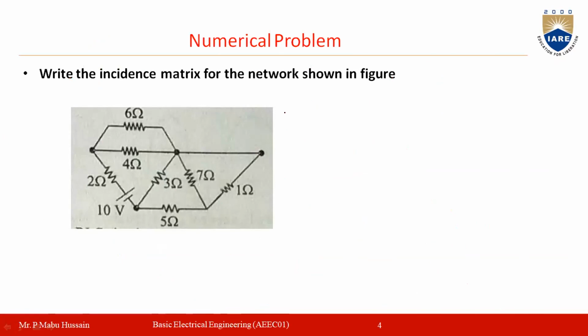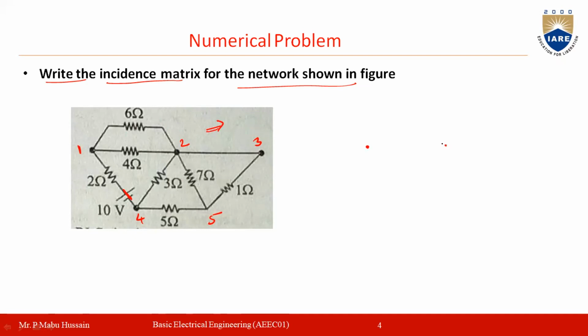Right. So another problem here. Write the incidence matrix for the given network shown in the figure. Okay. So for the incidence matrix, from the given network you first have to draw the graph. To draw the graph, you represent the nodes. So 1, 2, 3, 4, 5 nodes are there here. Current sources are not there, but a voltage source is there. The voltage source will be short circuited, and the remaining elements will be drawn like line segments.